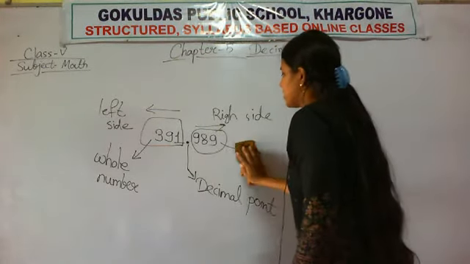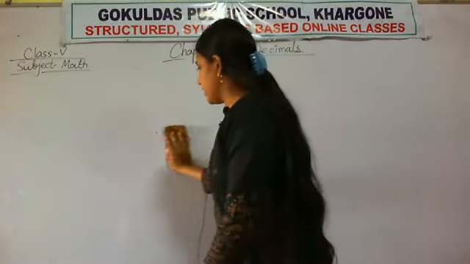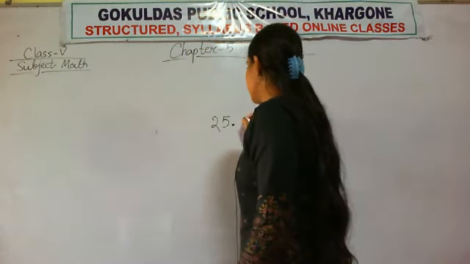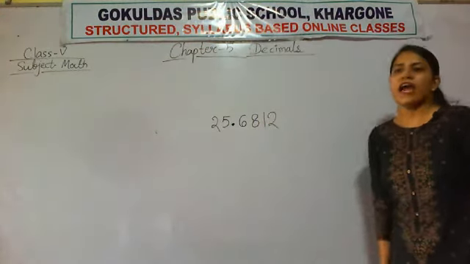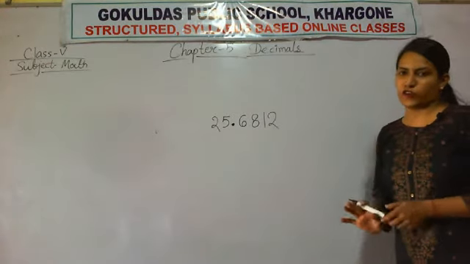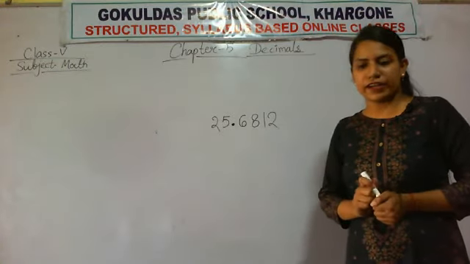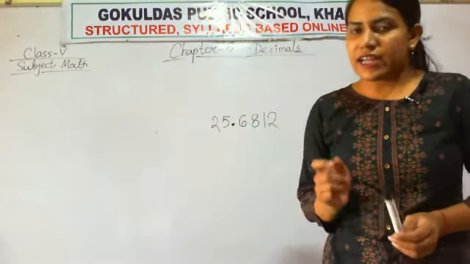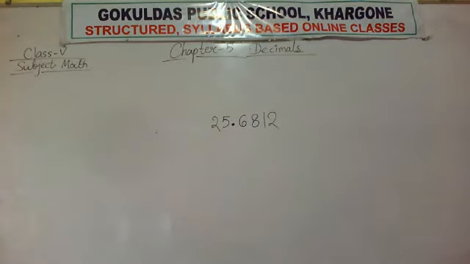Now how to read a decimal number? Suppose I am writing a decimal number 25 point. Okay, I have written a decimal number in front of you, right? How will you read this number? It is a decimal number. How will you read it? So there is a way. While reading a decimal number, the decimal part is read as separate digits.